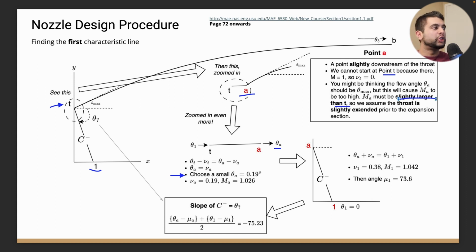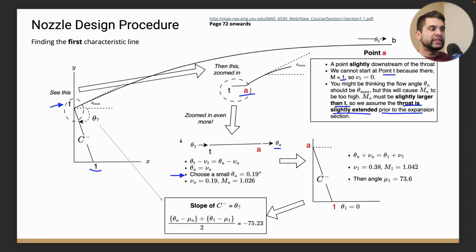So we assume that the throat is slightly extended prior to the expansion. So prior to the wall angle starting, we assume that there is a small extension. This is done because we cannot start at Mach 1. We just cannot do it, because then the angle is 0 and you won't have any solutions.